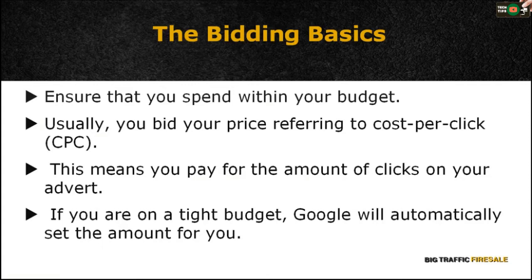Let's say most of us here have started out with our AdWords campaigns. First and foremost, you want to ensure that you spend within your budget, and for starters, it's common to bid your price, referring to cost per click, CPC. In this context, CPC simply means that you pay for the number of clicks on your advert. Google allows you to pay the maximum bid amount of your chosen keyword, or if you have a tight budget to keep, you can always choose the automatic option. Google will automatically select the bid amount for you within your budget, which is known as maximum cost per click bid. Google will then provide you the most possible clicks within your budget.